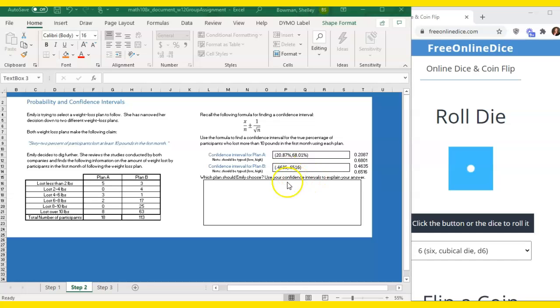So as a group, you need to decide which one you would choose and why. Do you want to go with this one that gives us a confidence interval from 20 to 68? Or this one that gives us a confidence interval from 46% to 65%? And I'm not going to tell you which one. I want your group to discuss that.